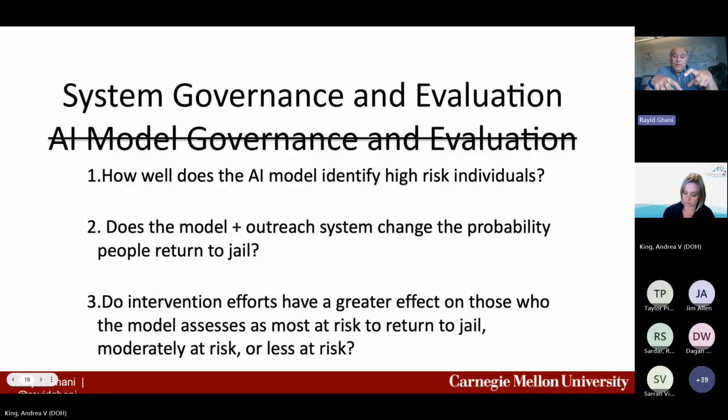And then the third piece, well, it may not help everyone who you're trying to reach out to. So does it help a certain set of people more and a certain set of people less? Because if it helps certain people more, then the implementation of this would be to focus it on those people and then develop new programs and new models for the people it doesn't help. And that's kind of what we end up finding.